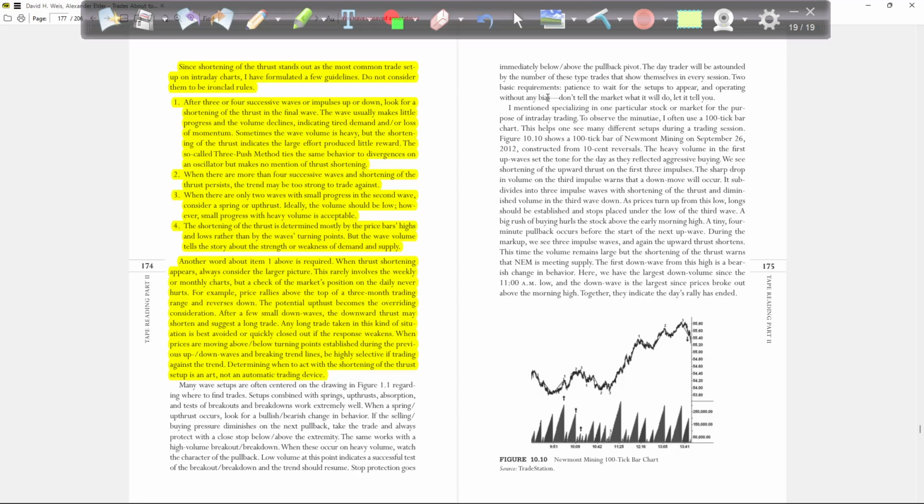Two basic requirements: patience to wait for the setups to appear and operating without any bias. Don't tell the market what it will do, it will tell you what it will do.